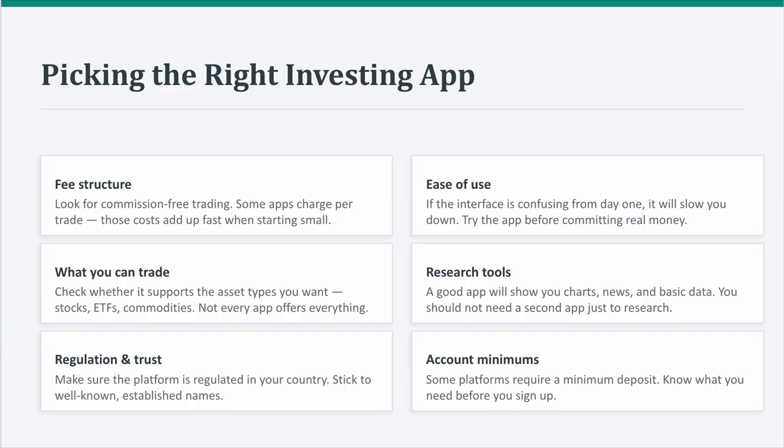For me, the major issues I ran into were regulation and trust, as one of the applications I was planning on using wasn't available in my country, and also ease of use, as I was really focusing on something easy and simple. Additionally, it's important to look at fees because some apps charge higher trading fees than others, as well as account minimums, because some trading accounts may require you to deposit a minimum amount of money, whereas the ones that I chose didn't have a minimum deposit.